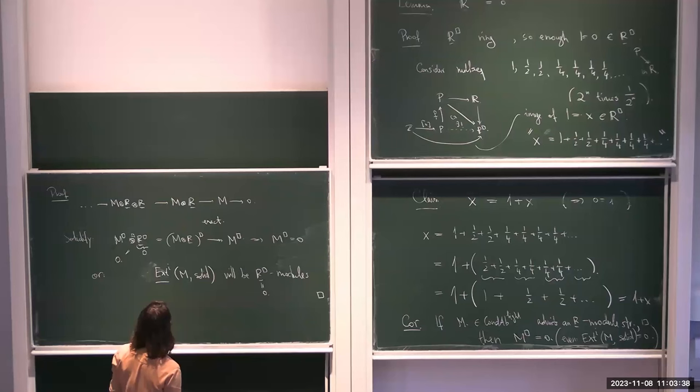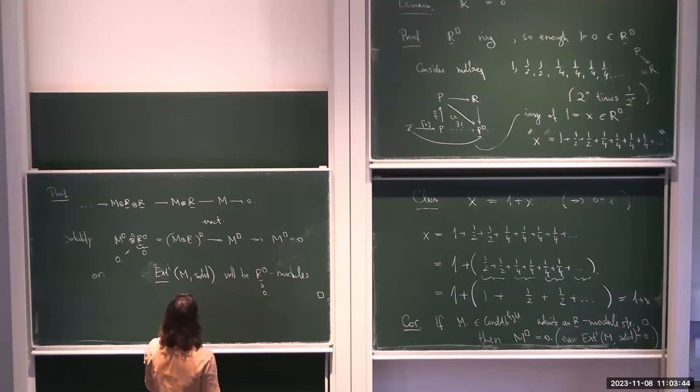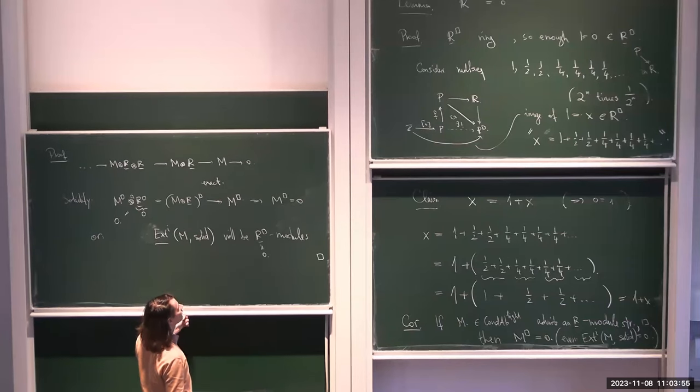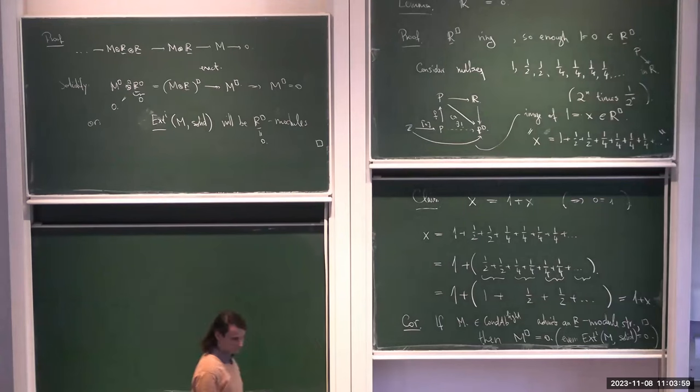I think it's okay. I mean, this is definitely a module over R, right? But it's also solid. Why is it solid? Because the internal Ext against something solid are always solid. That's something I previously said. Okay, but it doesn't follow complete R. Okay.